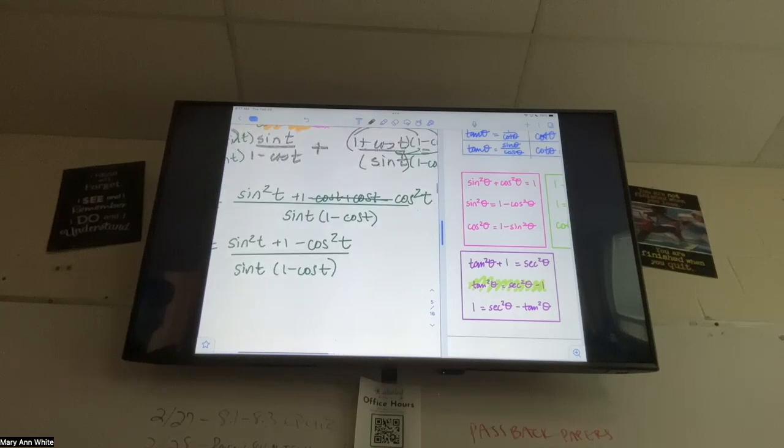Give me a second, let me see where I want to go with this. Does anyone have an immediate thought? Lauren, what are you thinking? First person is the 1 minus cosine. We can't do that because I got a plus right here. Can't do that.